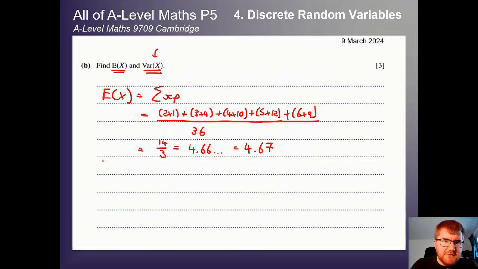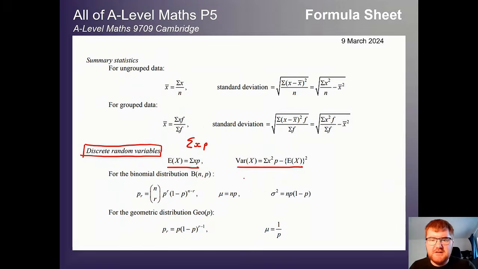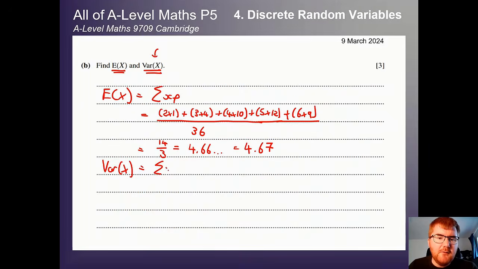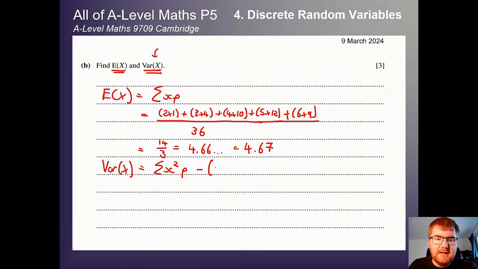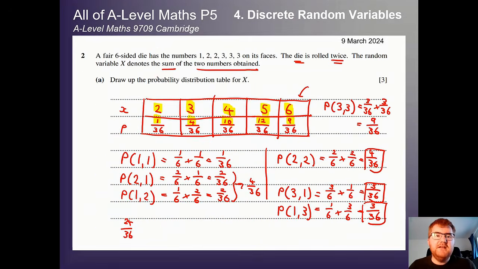Right, so now on to the variance. It's always worth writing down the formula from the formula sheet. So now we've got the sum of the x squared, so that's going to be important, p, minus the expected value squared. This is the trickiest part, the sum of the x squared p's. What does that actually mean? The easiest way of doing this is just popping x squared and squaring the x terms here. So we get 4, so 2 squared is 4, 9, 16, 25, 36.